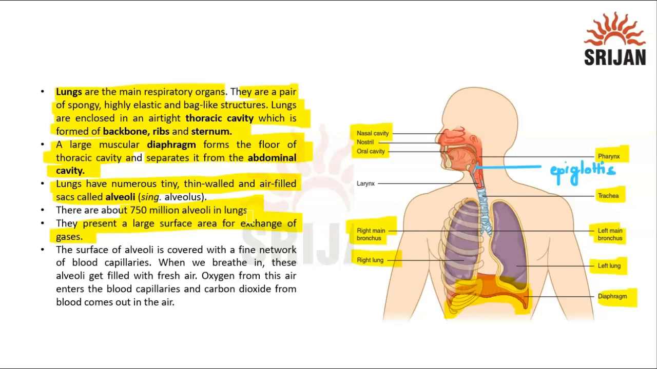Now, what is the point of having a large surface area? The surface of the alveoli is covered with a fine network of blood capillaries. So whenever we breathe in, these alveoli get filled with fresh air. Oxygen from this air enters the blood capillaries and carbon dioxide from the blood comes out into the air. So again, the more the surface area, the more capillaries are able to reach them, the more gaseous exchange is possible, and the more you are able to utilize that gaseous exchange for energy purposes. That is why we have more surface area inside the lungs.